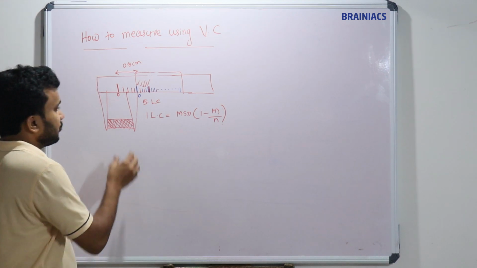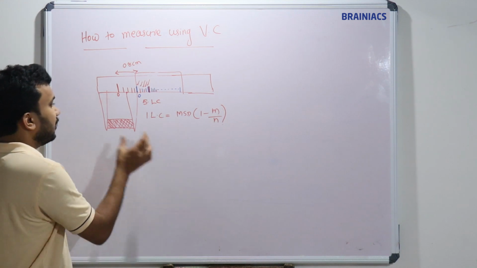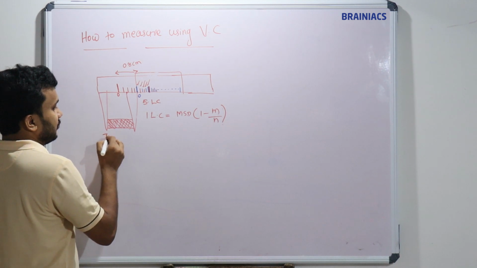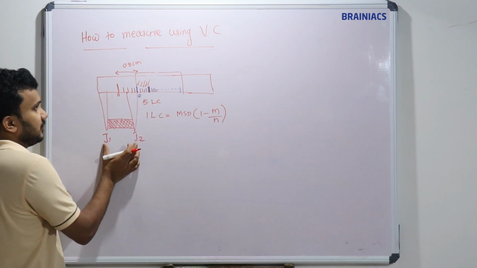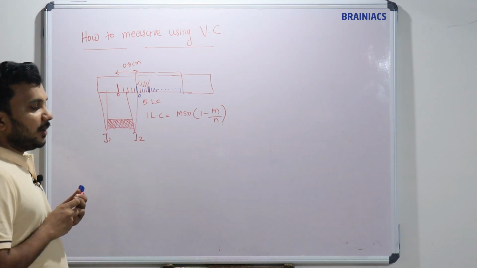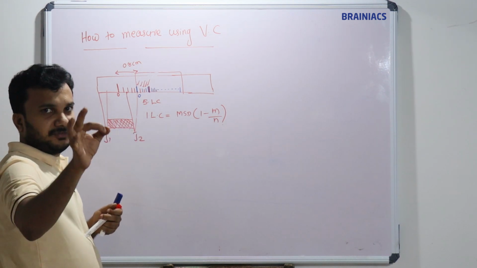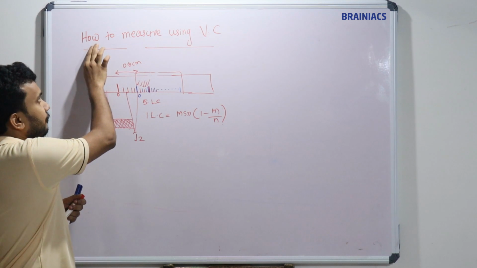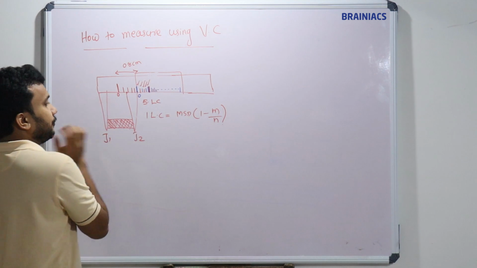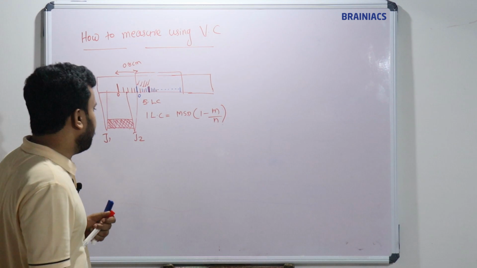Listen very carefully. Suppose I want to measure the length of a wooden block, and I placed the wooden block between the two jaws. As I told before in the diagram, J1 and J2 are the two jaws, and I have placed the wooden block here. So I want to measure the length of this wooden block with accuracy. That is the use of the vernier caliper. It means we are going to measure the length of the wooden block using VC. VC, in short, I have written for vernier caliper.